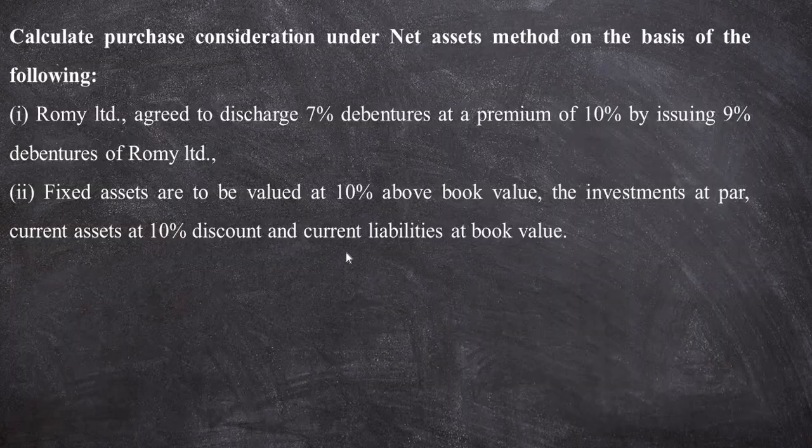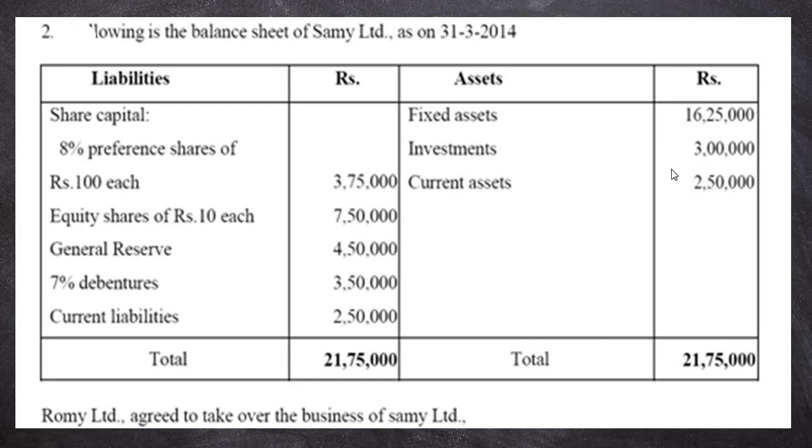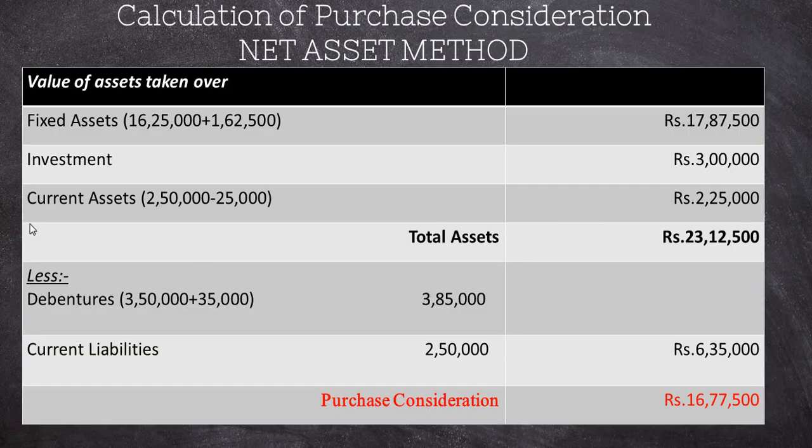Next we calculate the investment. So the investment is given as investment at par. So as it is, which is given already in the question, it is 3 lakhs. So that 3 lakhs should be mentioned here.